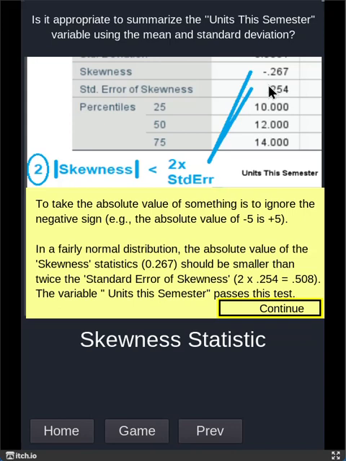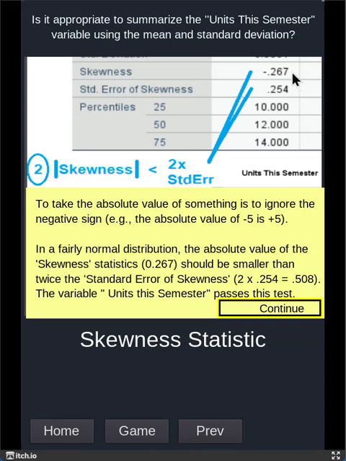Okay, then continuing to look at the units this semester, we have this measure of skewness. So it's negative, so that's implying that there could be some negative skew here, negative 0.267. But is that really significant? And by significant, I don't mean that it's big, like we use significant out there in the real world. When I say it's significant, I'm saying, can we be really certain that there is skew there?